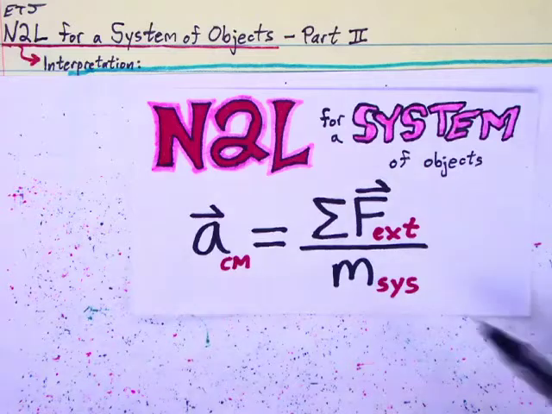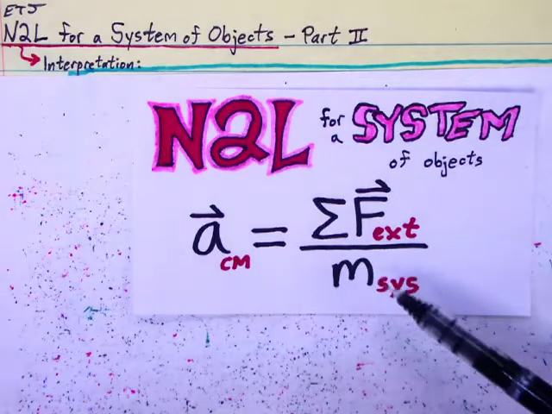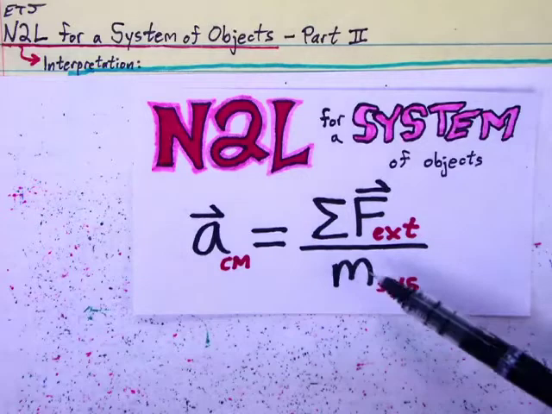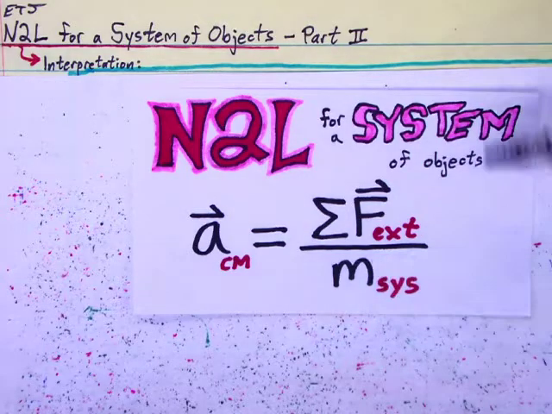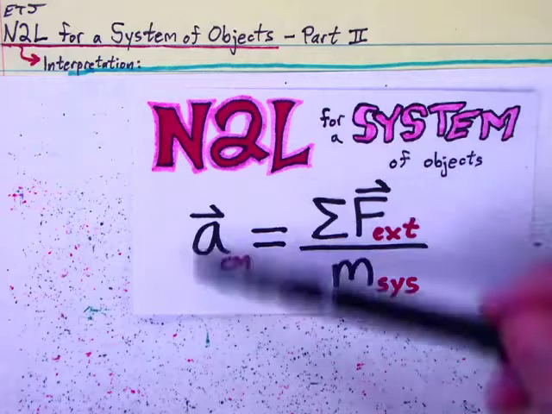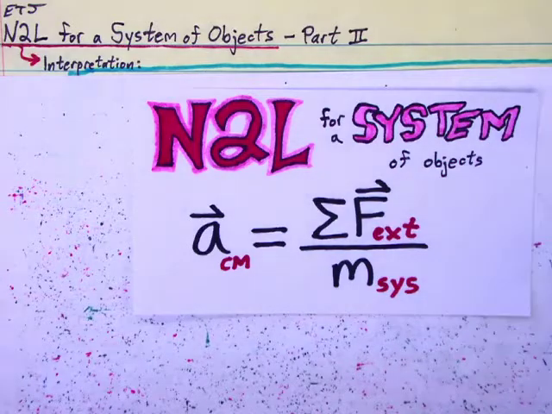This new version of Newton's second law is more powerful in the sense that if you know how to interpret this, it enables you to predict certain things about the motion of a system of objects more easily. So let's look at that interpretation and 3 illustrative examples.